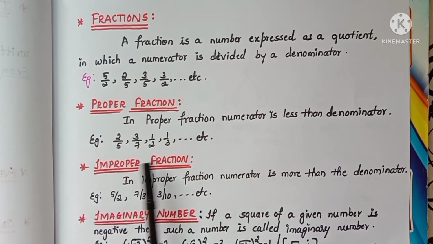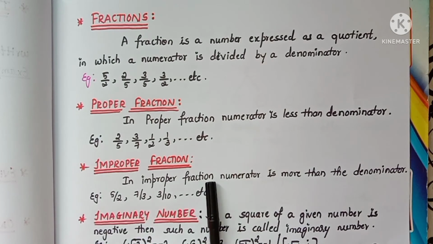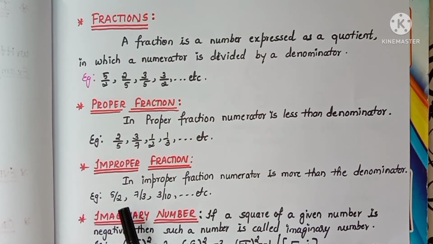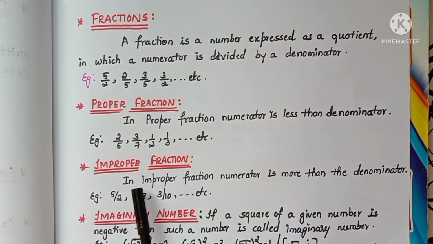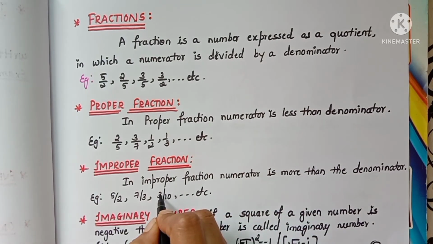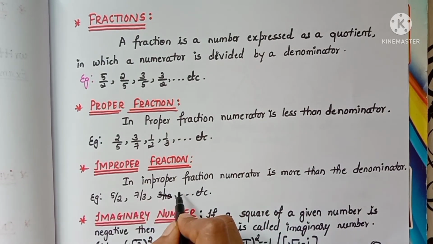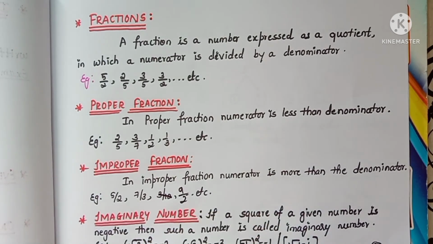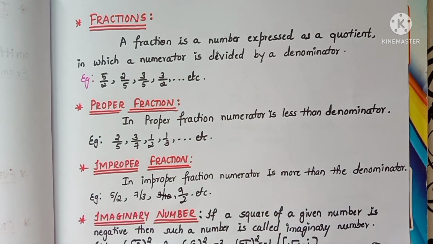Next, improper fractions. In an improper fraction, the numerator is more than the denominator. Here, the numerator will be bigger than the denominator. For example, 5 divided by 2. Here 5 is more than 2. 7 divided by 3. Here 7 is more than 3. For example, we have 9 divided by 2. Here 9 divided by 2 is what? Improper fraction. That is, 9 is greater than 2.